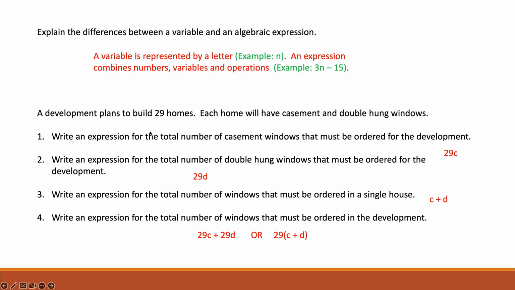The first way is to say, well, the total number of windows in the development is the sum of numbers 1 and 2. It's the total number of casements plus the total number of double hungs. So that's 29C plus 29D. The other way to look at it is, well, in a single house, you're going to have C plus D windows, casements plus double hung. That's all the windows in the house. And then there's 29 such single houses, so 29 times that grouping.